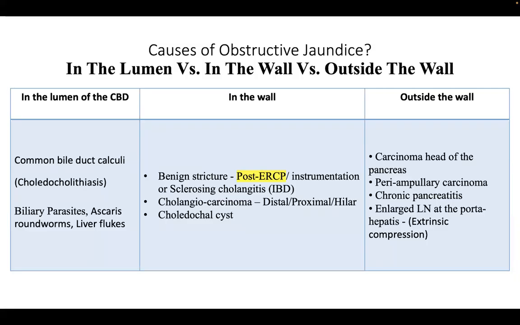Then you have other obstructions that can happen within this lumen, that is, biliary parasites, any worms, Ascaris, and even liver flukes. These are what Dulanta sir has mentioned, so please mention these if they ask you what the causes for intraluminal obstruction are. Then you have intramural, that is, inside the wall. Here you can have three things that can cause this: strictures in the wall, cholangiocarcinoma, either distal, proximal or hilar, all three, or choledochal cyst.